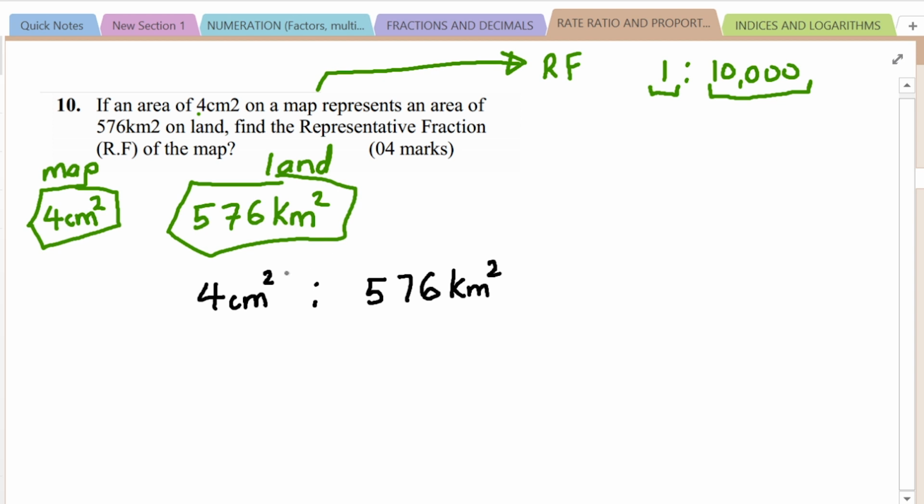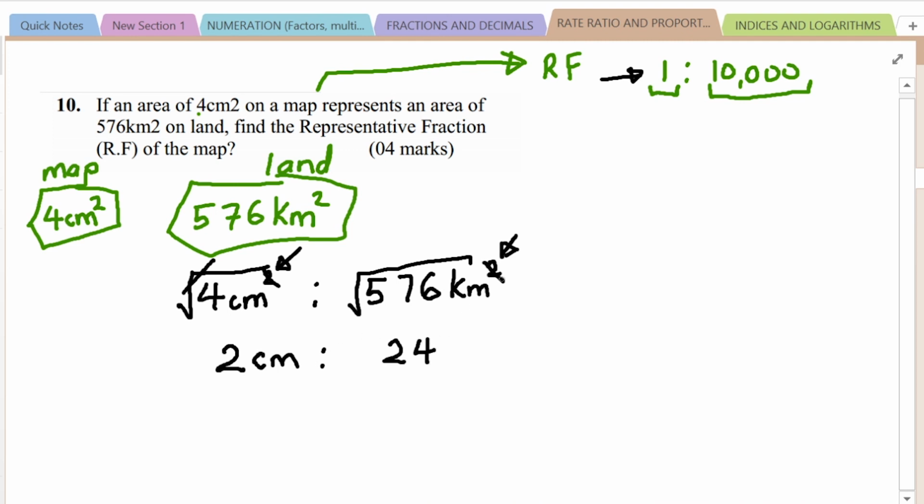We are looking at area, so we need to remove that square so that it becomes linear, because this representative fraction is linear. So to remove that square, we are going to square root both sides. What's the square root of 4? That is 2. When you square root the centimeters squared, the square root sign will die with that, and we will remain with 2 centimeters, equivalent to 576. What is the square root of 576? It becomes 24, and of course that square dies with that, and then we remain with kilometers.